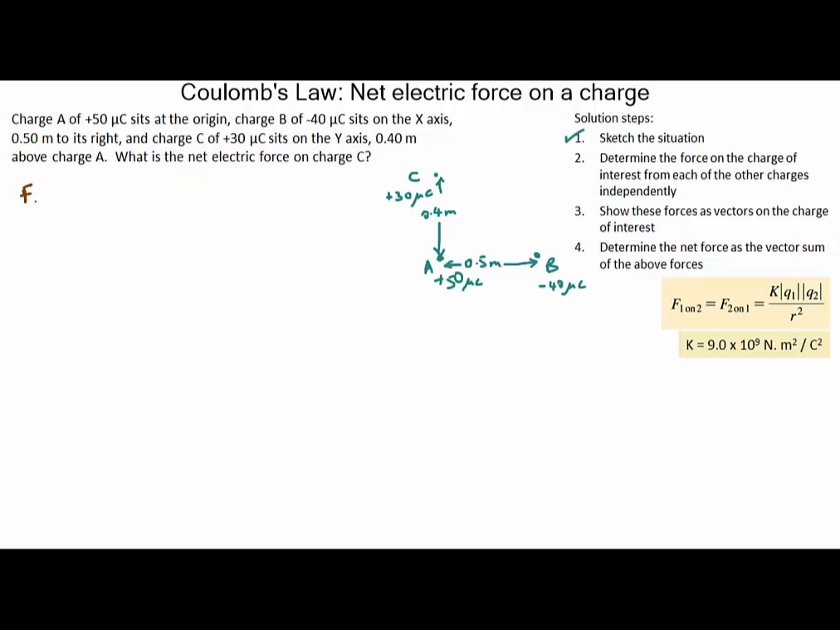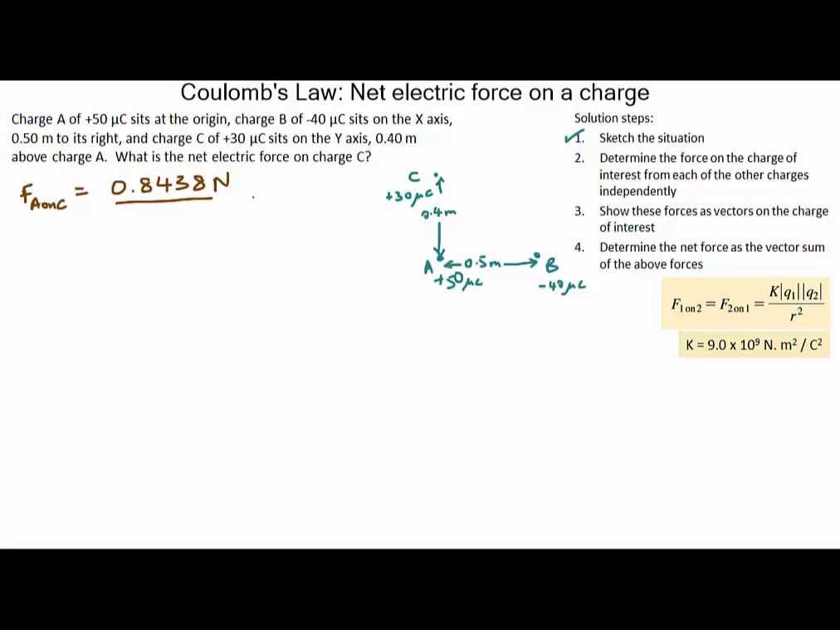Now the force of A on C is a simple application of this equation. We know the electrostatic constant, we know the absolute value of charge A, 50 microcoulombs, the absolute value of charge C, 30 microcoulombs, and the distance between them is 0.4 meters. Since we got a lot of practice in the previous two videos working with that equation, I'm not going to show you the work again and will simply say that this F_A on C becomes 0.8438 newtons. I've carried a couple extra significant digits because this is an intermediate step, and I'll round only the final answer to the two significant digits that were in the question.